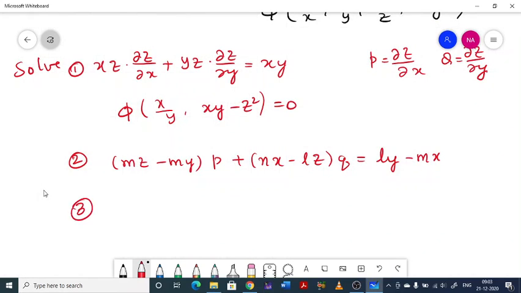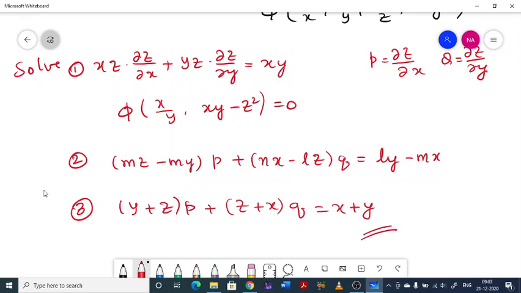3y plus z into p plus z plus x into q equal to x plus y. Now try to solve these three. With this we are going to wind up the discussion on Lagrange's linear PDE.